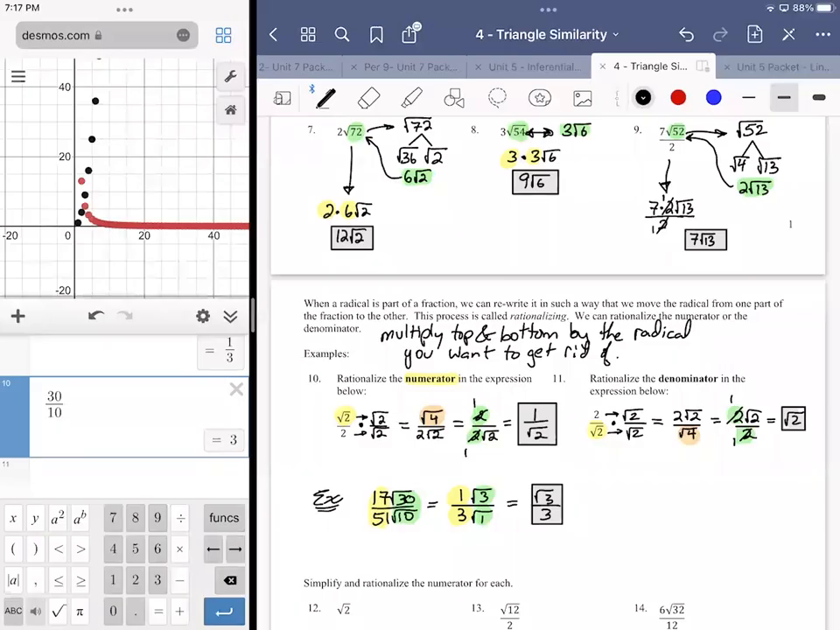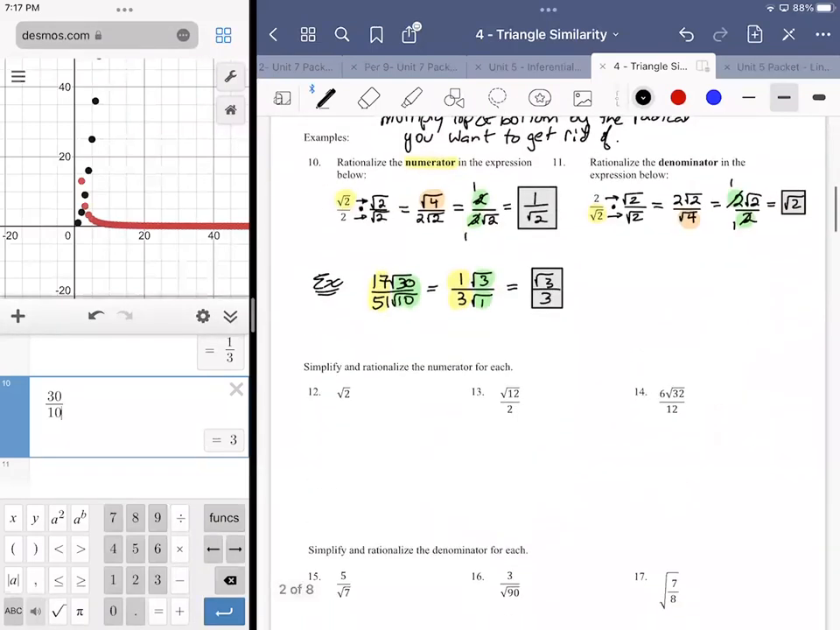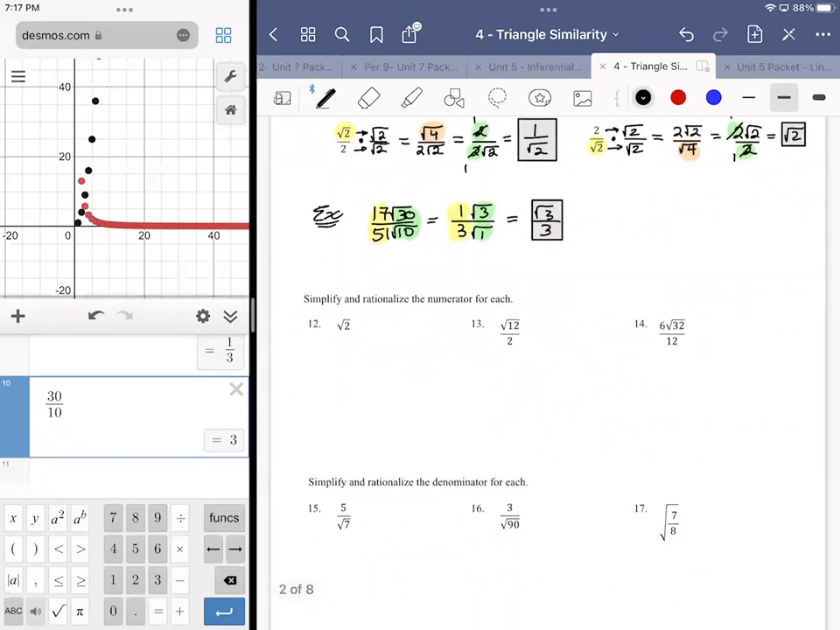So for number 12, rationalize the numerator for each, well, number 12 through 14, and then 15 through 17 is rationalize the denominator for each. All right, so some cases are easier than others. Sorry, question?